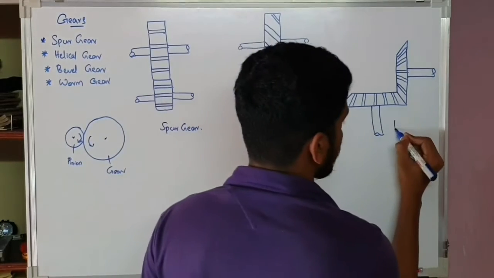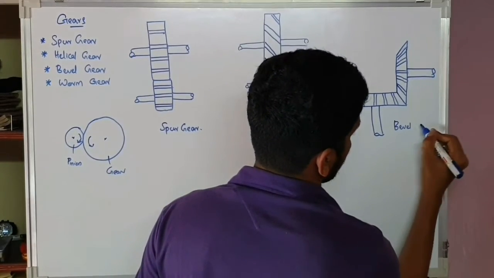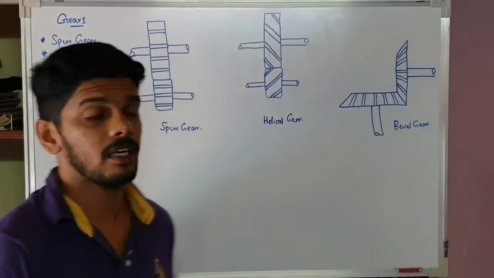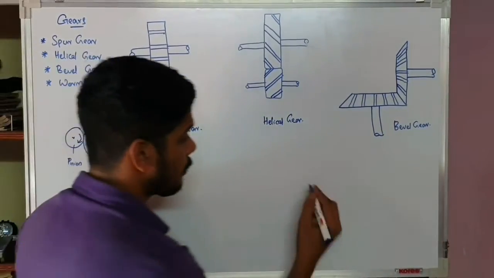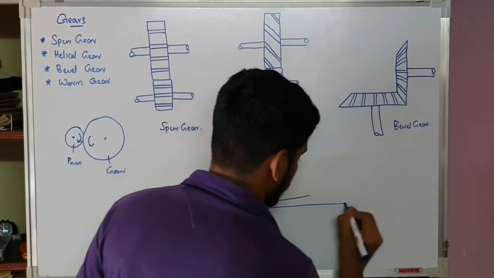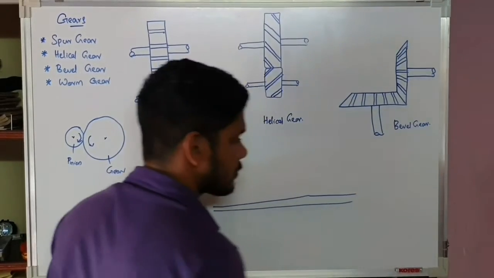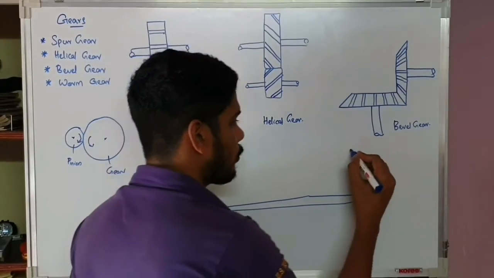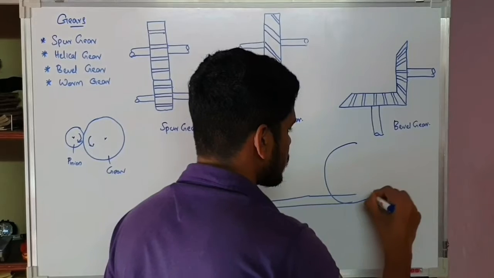This is a bevel gear. And the fourth one, worm gear. This is a worm gear. Okay, and the worm wheel will be looking like this.